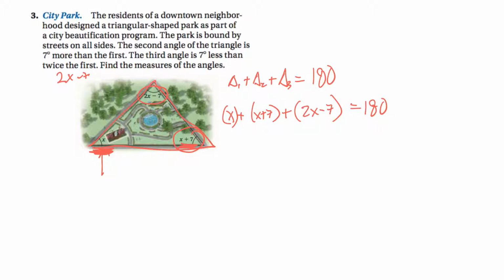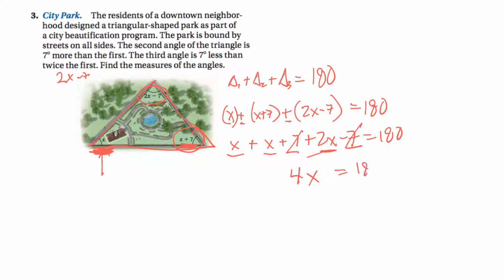Okay, so now I've got a bunch of variables. I've got stuff in an equation. I can try and solve for it. If I drop brackets, because these are all addition, I can just drop the brackets as is. Now let's gather all the x's together, x, x, and 2x. So I think that's 4x altogether. And 7 take away 7, those will cancel out. So 4x is equal to 180.